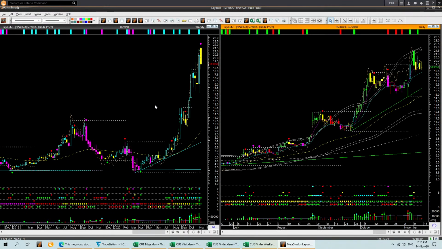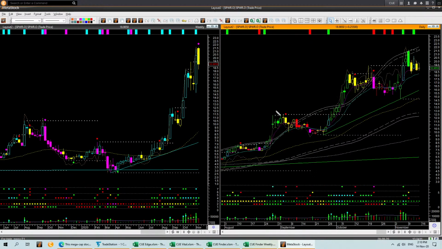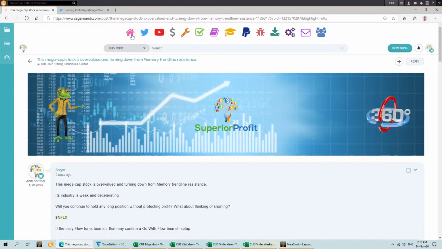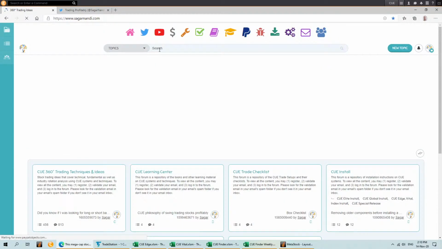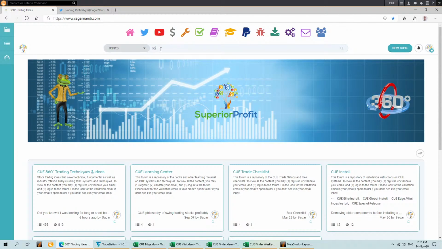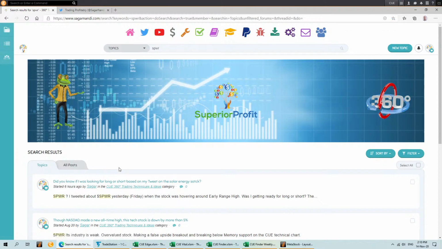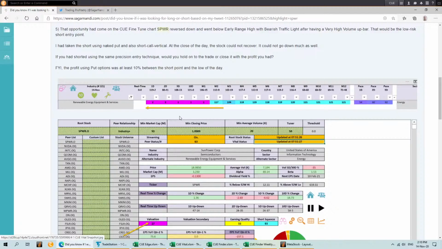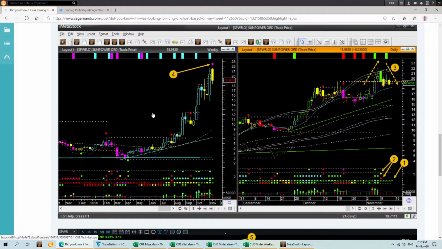Let's look at SPWR using weekly daily. I posted the forum post on this stock. I might have already marked it there. Yes. I showed the renewable energy industry was very weak. Fundamentally, it was very weak.